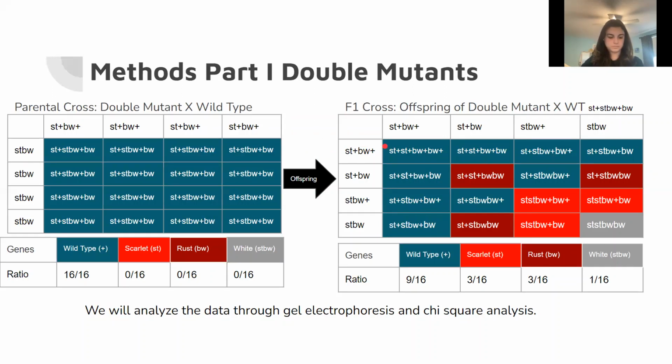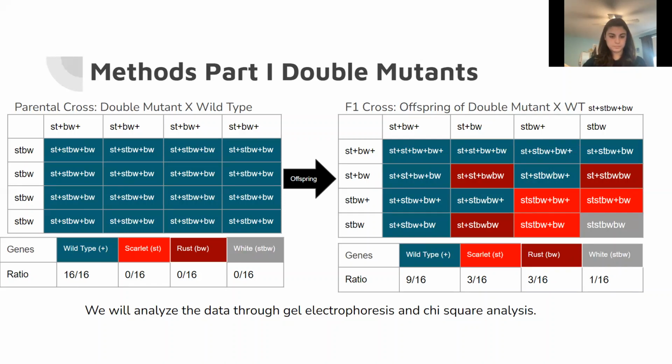All of the offspring should be heterozygotes, meaning if the genes follow Mendelian genetics, there should be one homozygous wild type fly, shown right here, and 6 heterozygotes who still have the wild type phenotype. So the rest of these blue boxes here, there should be 3 that have the rust phenotype, as they are homozygous for the recessive BW gene and have at least 1 wild type scarlet gene.